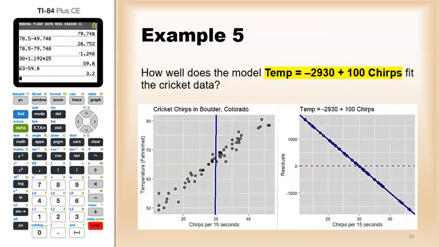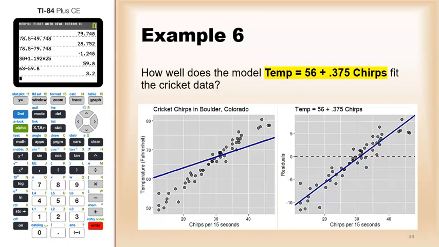All right, so let's look at some of the equations that were created to explain the cricket data. This first model is where the temp is negative 2,930 plus 100 chirps. You see it looks more or less like a vertical line. In this case, it does not fit the data at all. This is a very bad model. In the residual plot, this looks like a line, but it's not horizontal by any means. This is a bad fit. What we want to see is a horizontal band in the residual plot. That's not what's happening here.